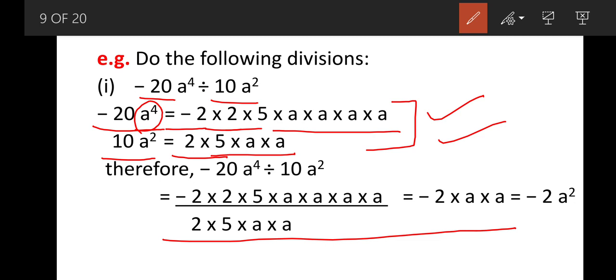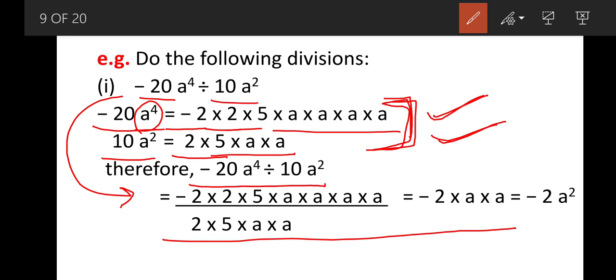Now this step, as I told you, you can do on the rough sheet, but if you are writing it here, that is also correct. Here the main part of the question starts. This is what I have written. This is what we need to divide.